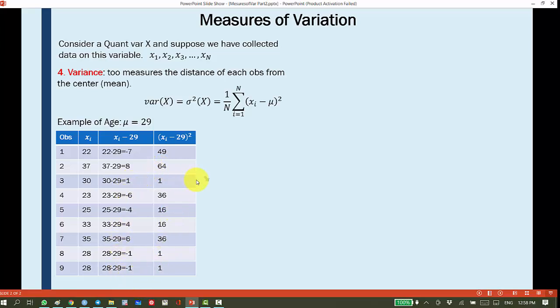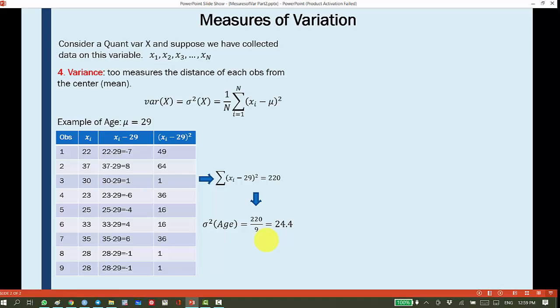And in the next step, obviously, we find the sum of xi minus 29 all squared. That's the sum of all numbers in this column, which becomes 220. And in the last step, we divide the sum by capital N, which is the population size here, which is 9. 220 divided by 9 is 24.4. In fact, this 24.4 is kind of representing the distance of observations from the center, which is the mean here.